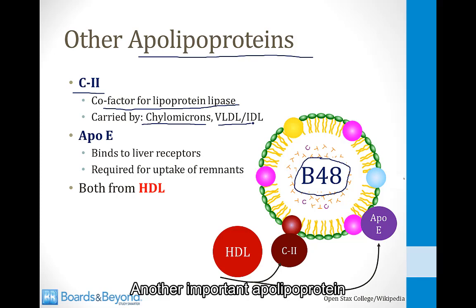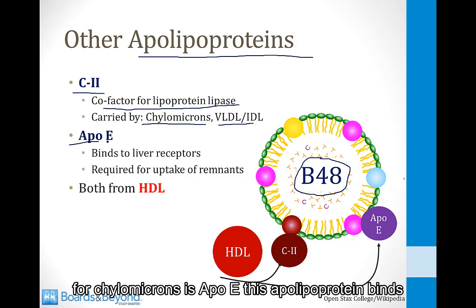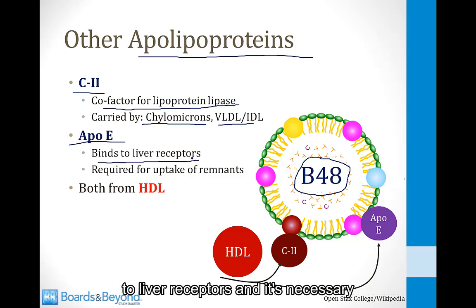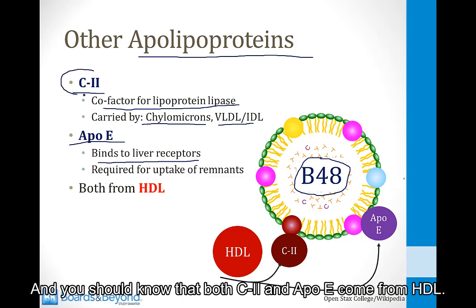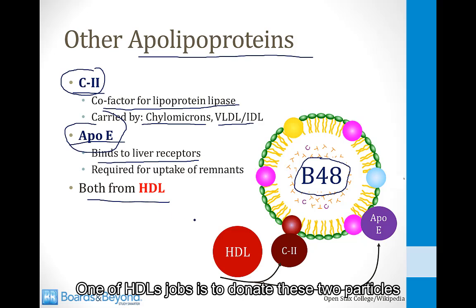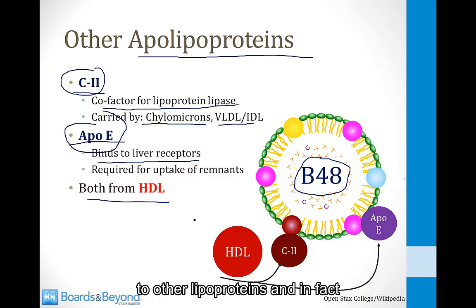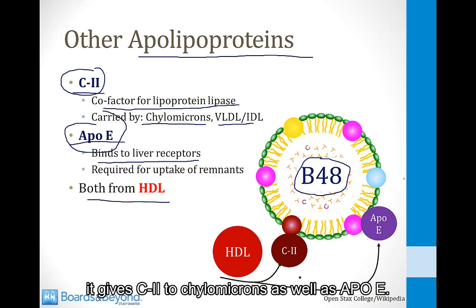Another important apolipoprotein for chylomicrons is ApoE. This apolipoprotein binds to liver receptors, and it's necessary so that chylomicron remnants can be taken up by the liver after they've gone through the circulation and done their job. And you should know that both C2 and ApoE come from HDL. One of HDL's jobs is to donate these two particles to other lipoproteins, and in fact, it gives C2 to chylomicrons as well as ApoE.